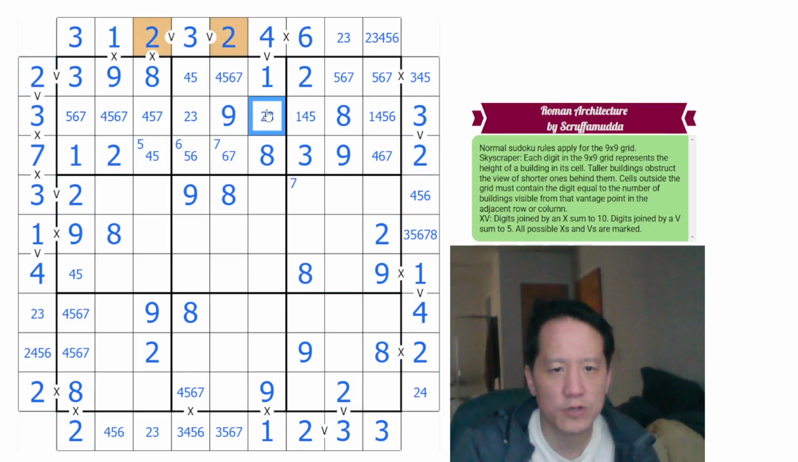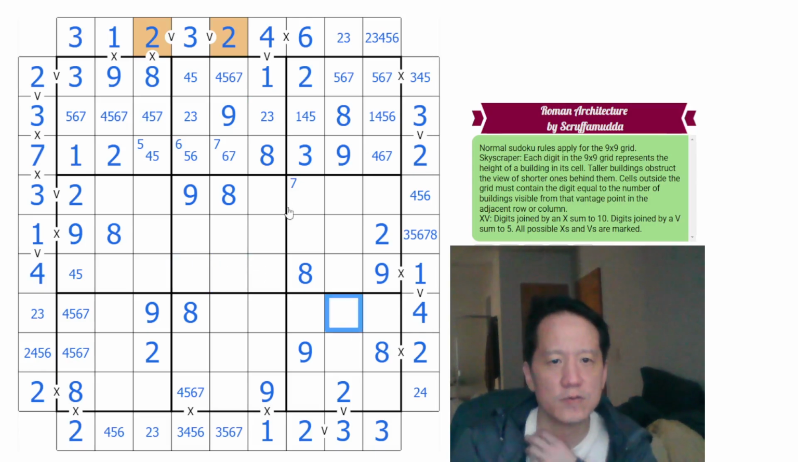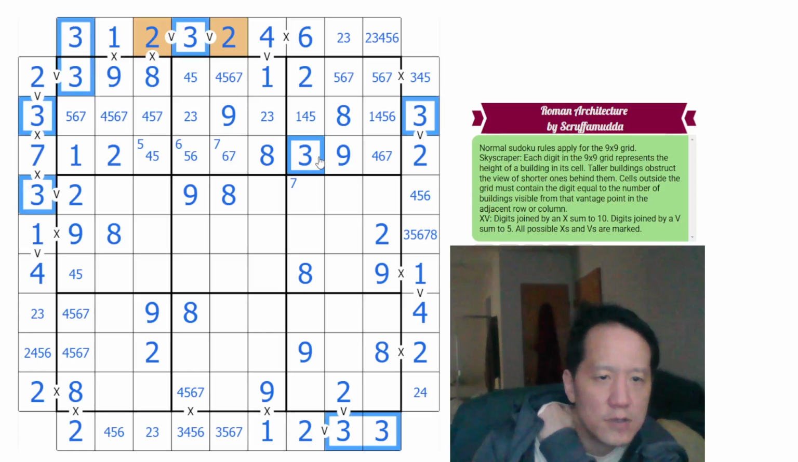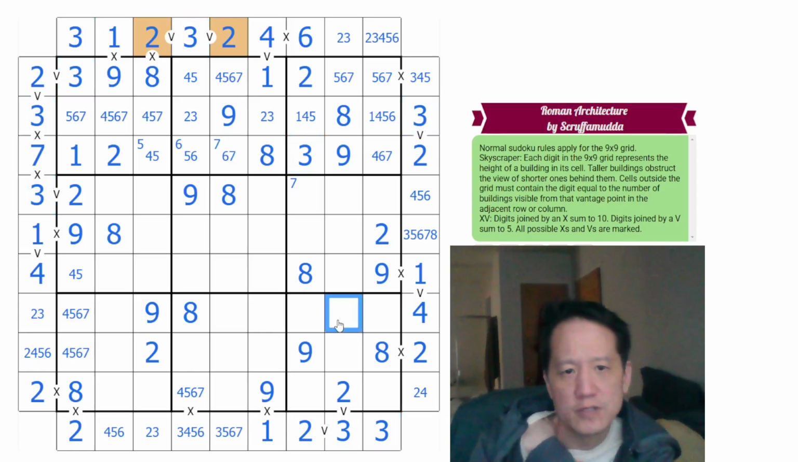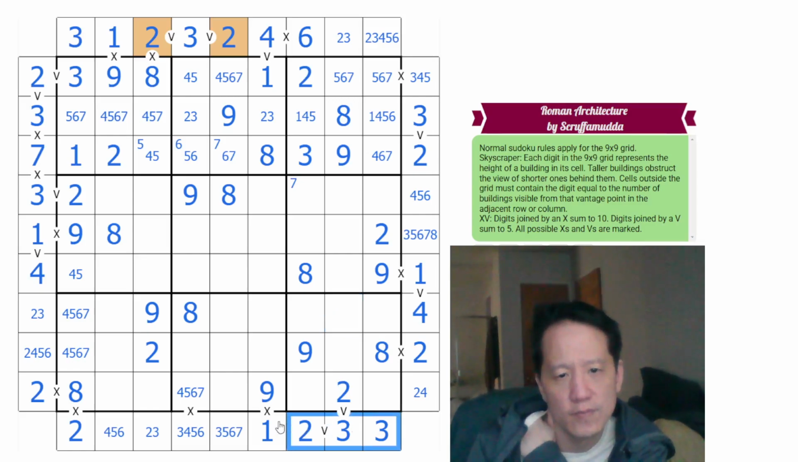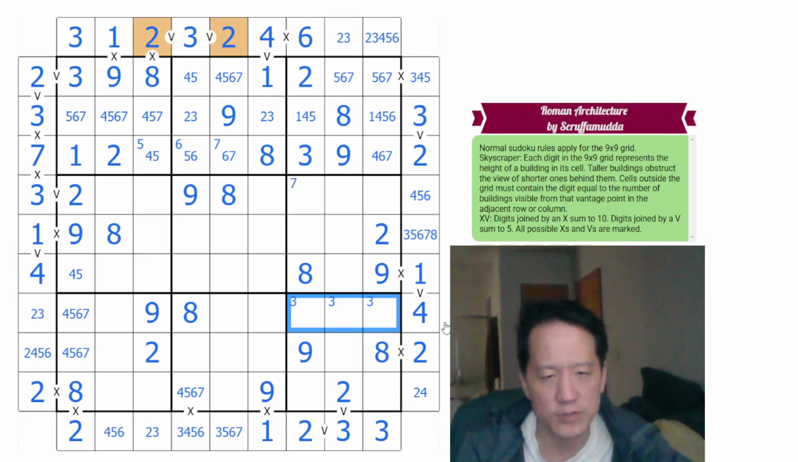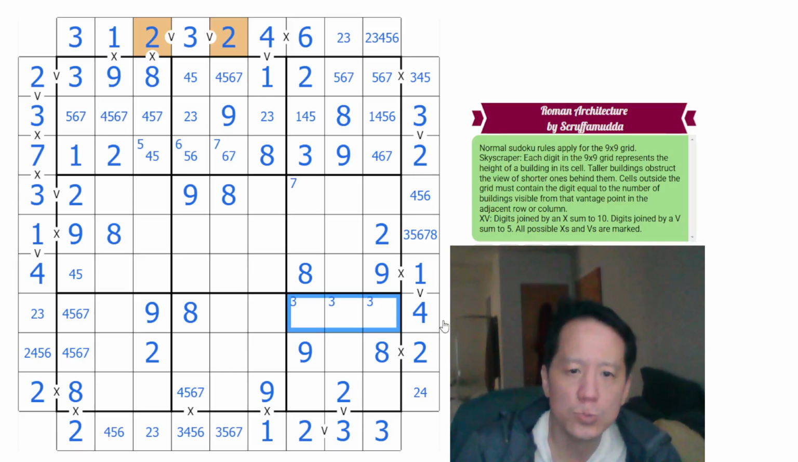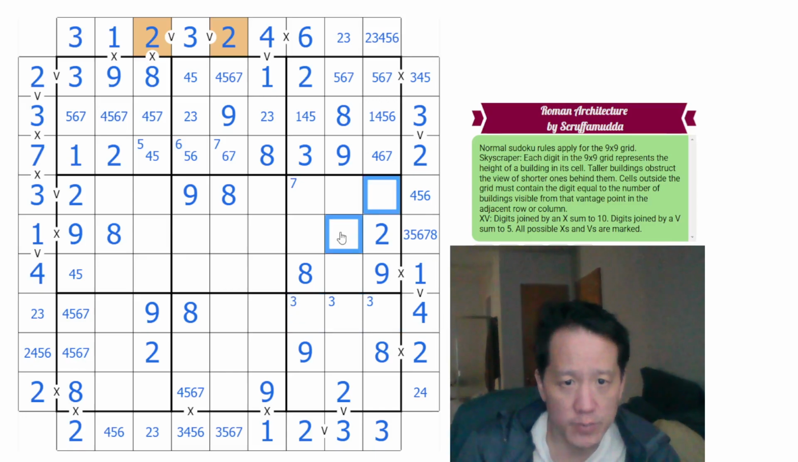So 2 has to be one of these 2. I don't know if we have many 3s left. 3 cannot be any of these 3 cells because it would be next to a 2. So the 3 has to be one of these 3. These can't be 3. This can't be 3.